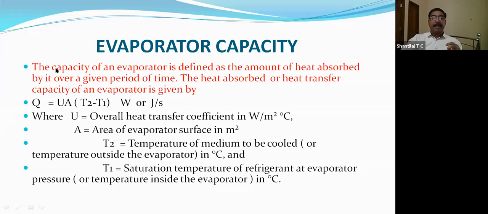Evaporator capacity means the capacity of an evaporator is defined as the amount of heat absorbed by it over a given period of time. The heat absorbed, or heat transfer capacity, of an evaporator is given by Q is equal to U into A into temperature difference. That means T2 minus T1. Here it is expressed in watts or joule per second.